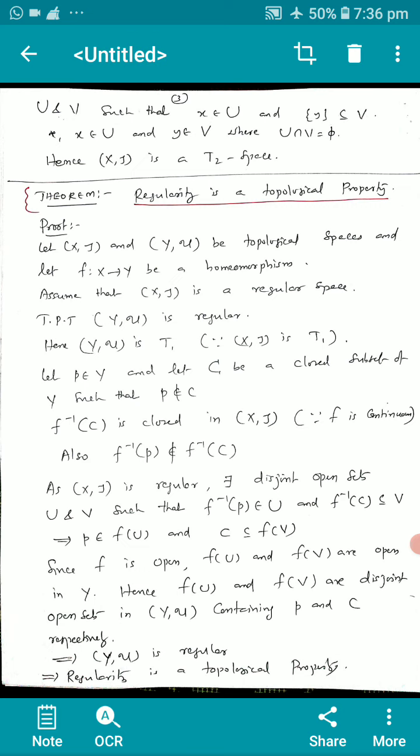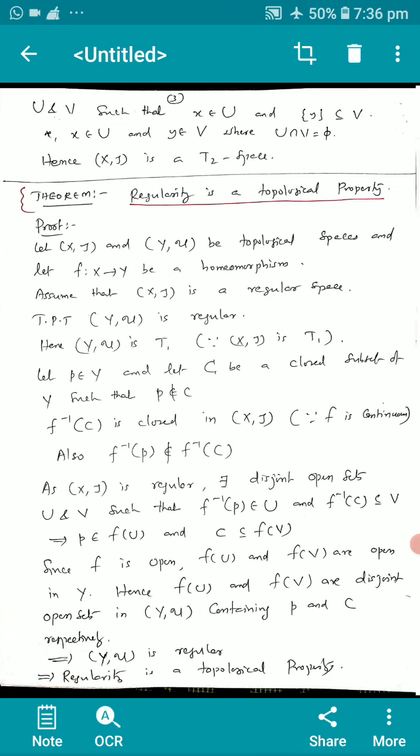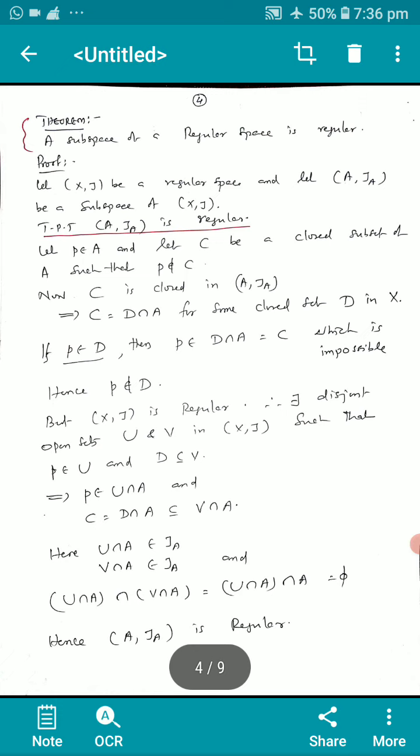This implies Y is a regular space. A topological space Y is a regular space, or regularity is a topological property. Next theorem: a subspace of a regular space is always regular. Subspace of a regular space is regular.